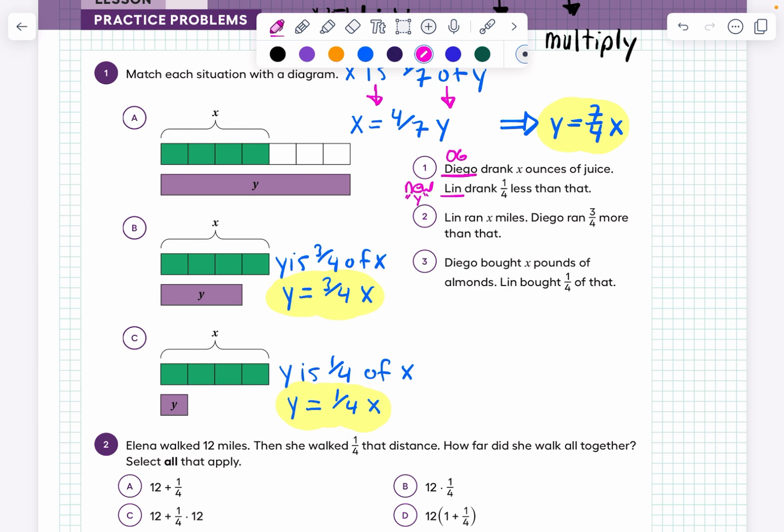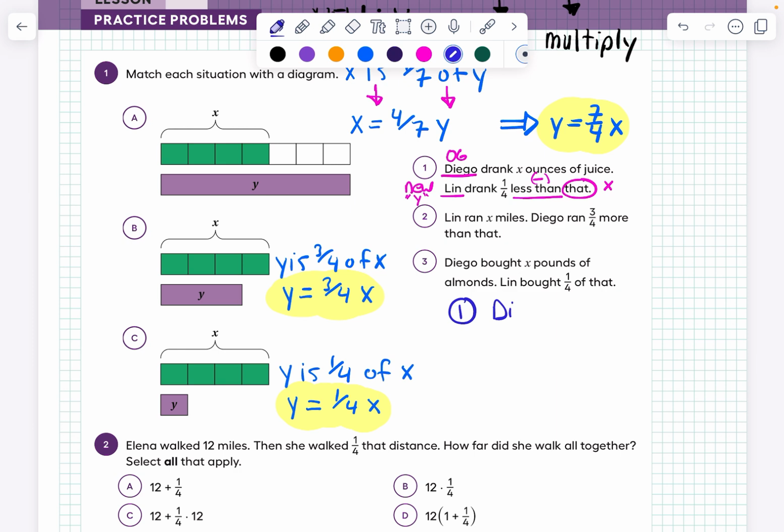And as you can see, it says 1/4 less than. Less than means to subtract. And they're referring to Diego's amount. And Diego's amount is what we're going to say is X. So I'm going to go over here to number 1.